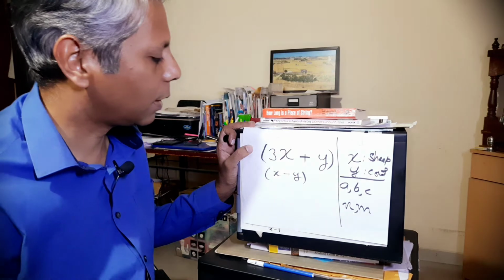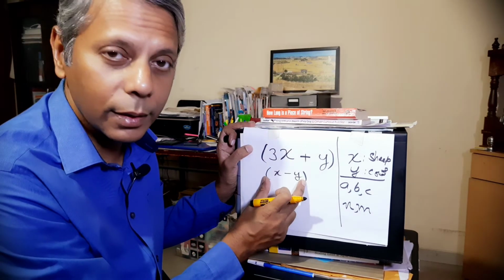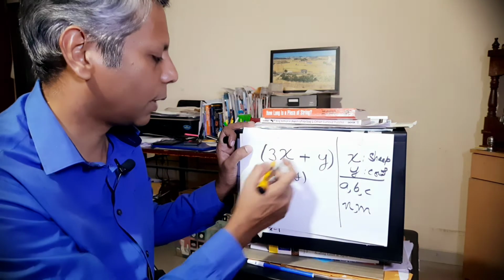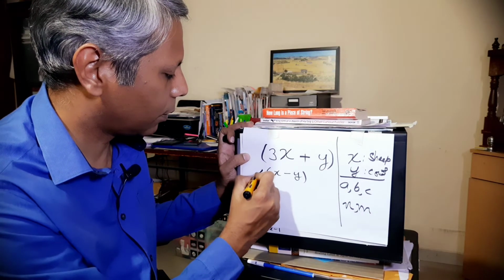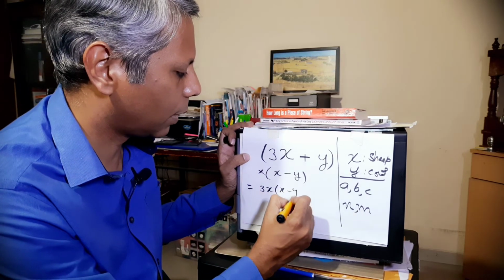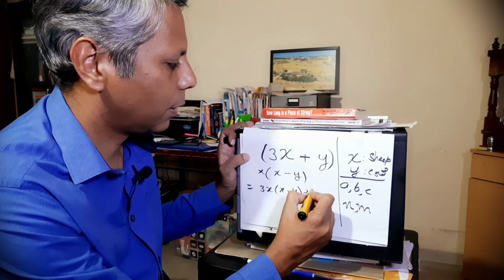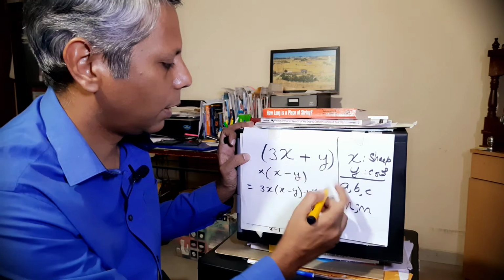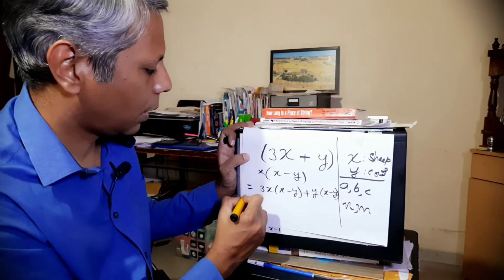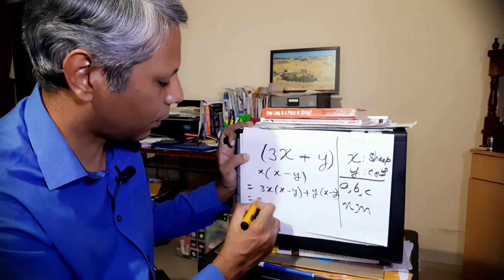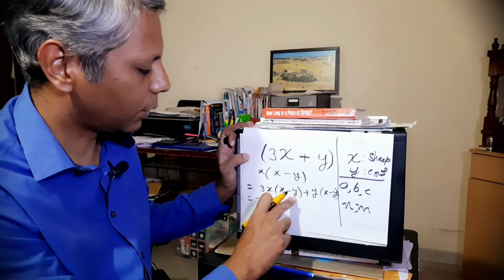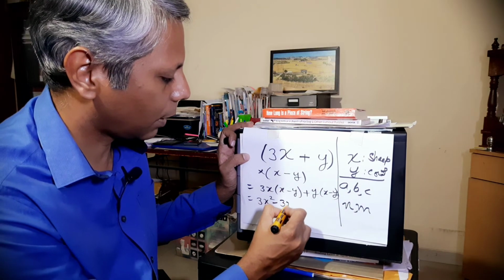Again, one way to say is it is 3x into this entire thing plus y into this entire thing. So let's do that. So this is equal to 3x into x minus y plus y into x minus y. And so that's 3x into x is 3x square. 3x into y with a minus sign, so it is minus 3xy.